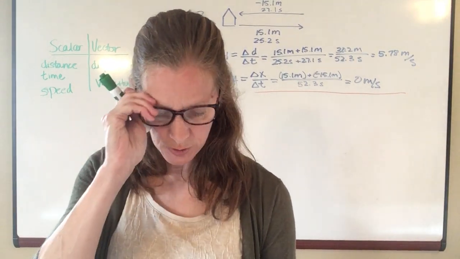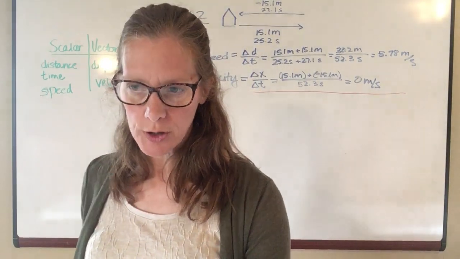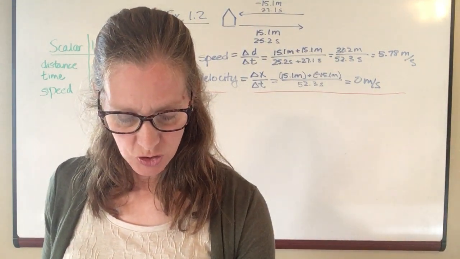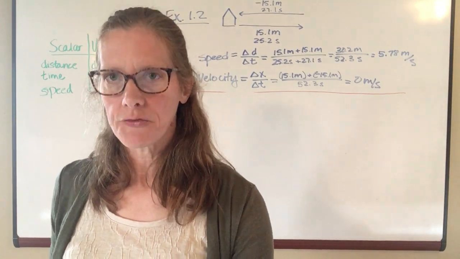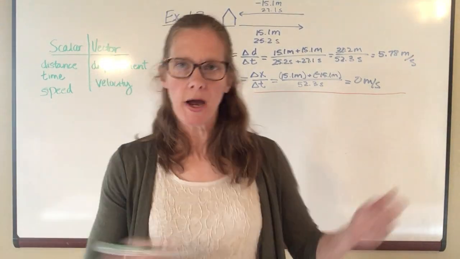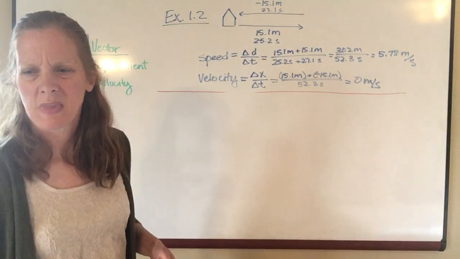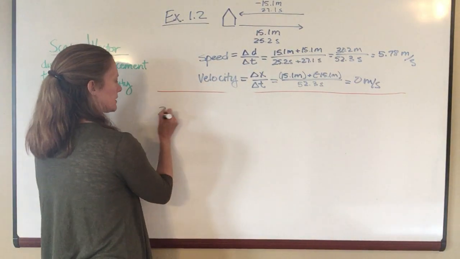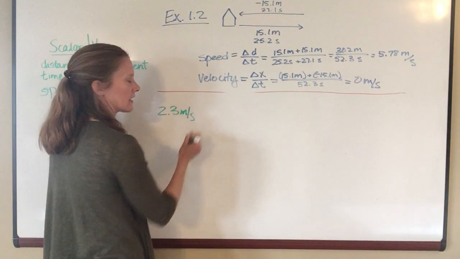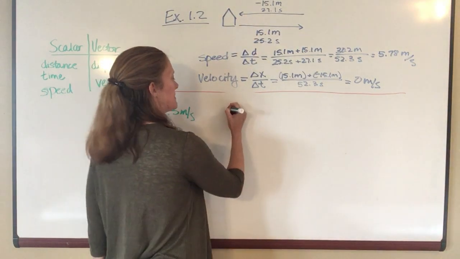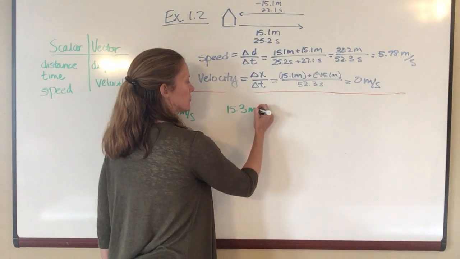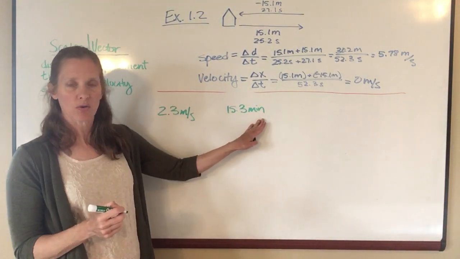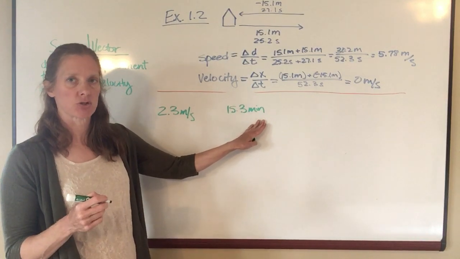So example 1.3 talks about a jogger running down a long straight country road at 2.3 meters per second. If she jogs in that direction for 15.3 minutes, how far does she run? Okay, so the jogger's going one direction here, but the problem is my velocity is in meters per second, 2.3 meters per second, but the time that they've given me is in minutes. And if I try to just plug that into my velocity formula, seconds and minutes are not going to cancel out with each other, so you have to make sure you convert.